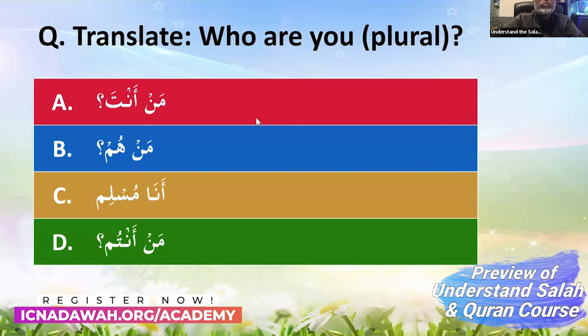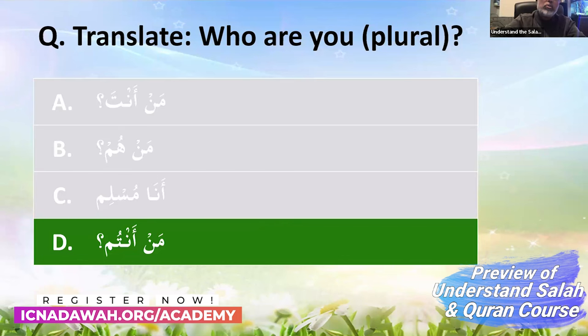Okay, now I'll take one more question. Who are you in plural? Who are you all? Is it man anta, or man hum, or ana Muslim, or man antum? I hope you got to pick the answer. So now select the answer quickly. Three, two, one. Okay, and the answer is man antum, who are you all?